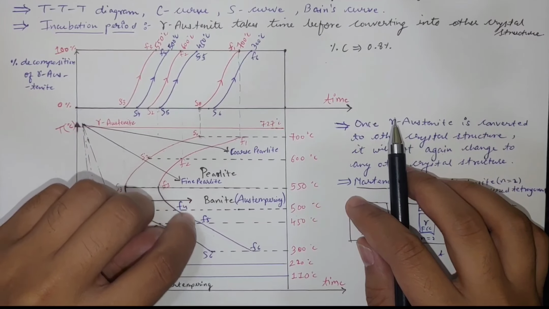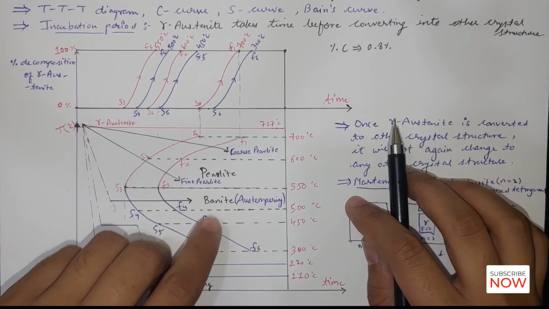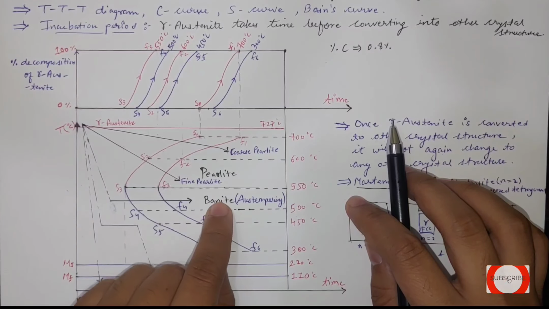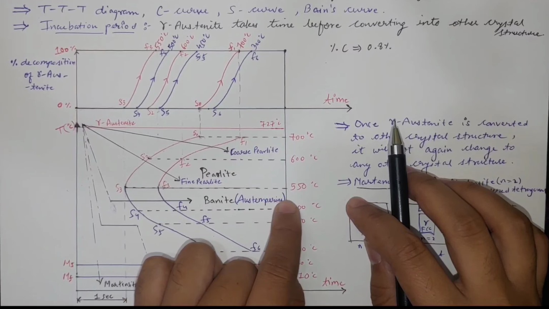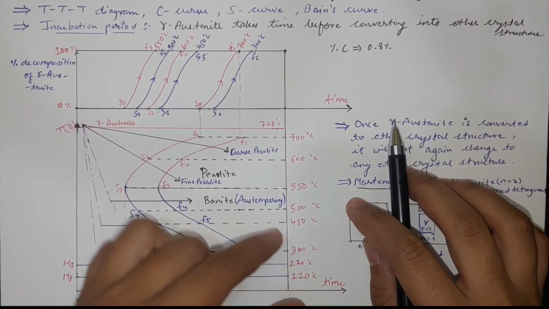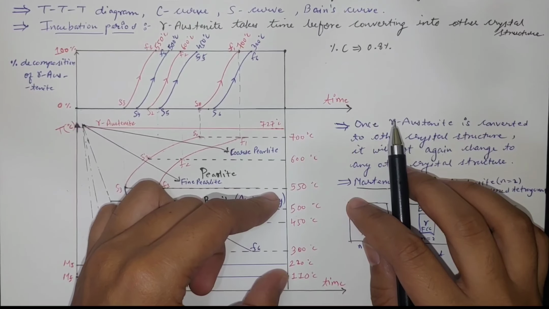We have to cool it below the nose of the TTT diagram, and then hold it. And if we then cool it to room temperature, it will be pearlite, which is fine pearlite, meaning it will be very fine. But if we hold it for a much longer duration and then cool it, then it will be coarse pearlite.